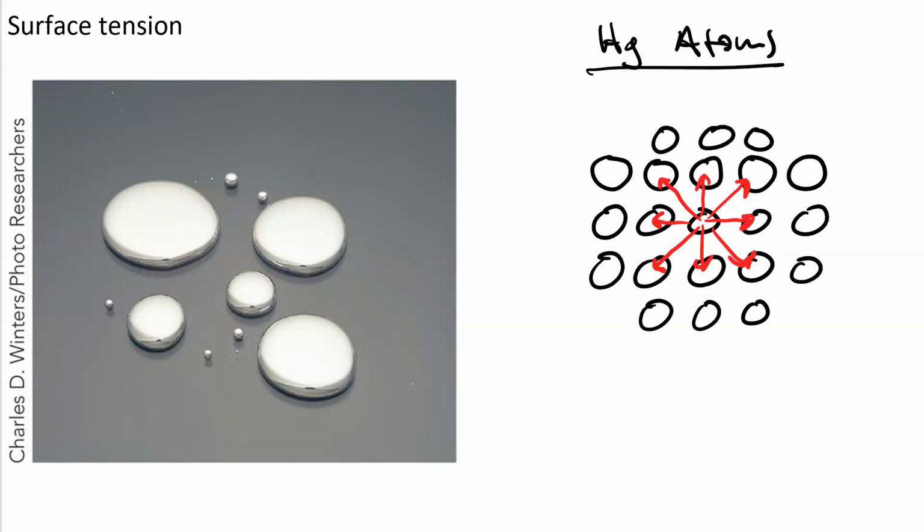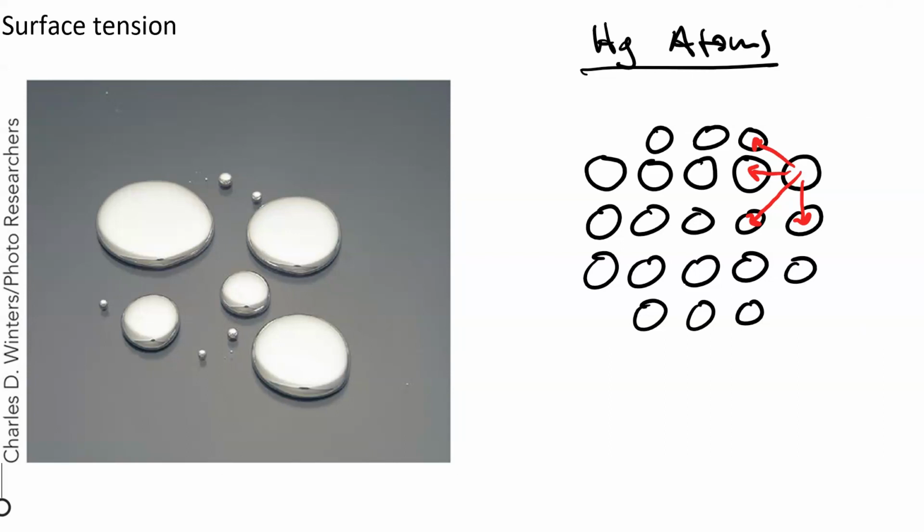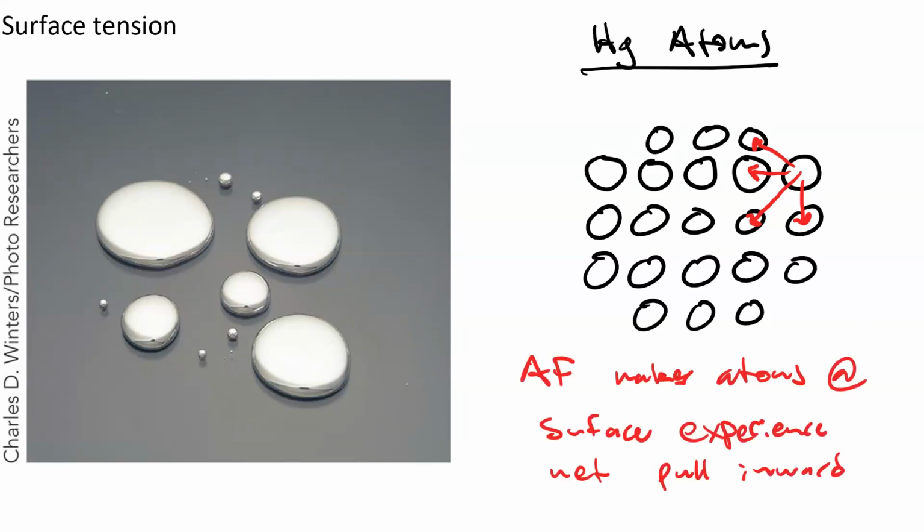However, consider a molecule that is on the outside. Like this molecule in the upper right-hand corner, it's being pulled in that direction, and that direction, and that direction, and that direction, but it's not being pulled up and to the right at all. The net force it feels is pulling it inward, right? And so you could define surface tension as attractive force between the molecules or the atoms makes the particles at the surface experience a net pull inward. And this creates a skin on the surface of a liquid.